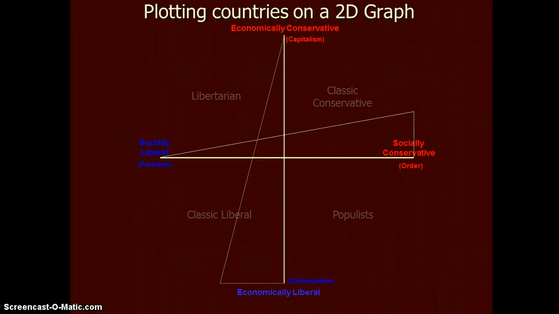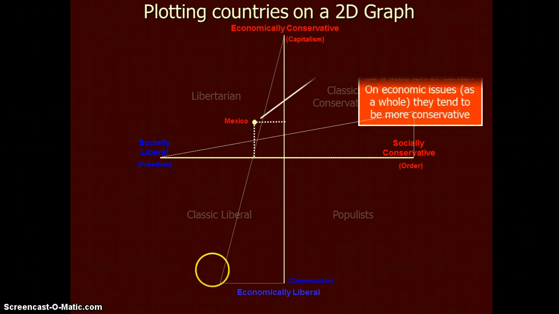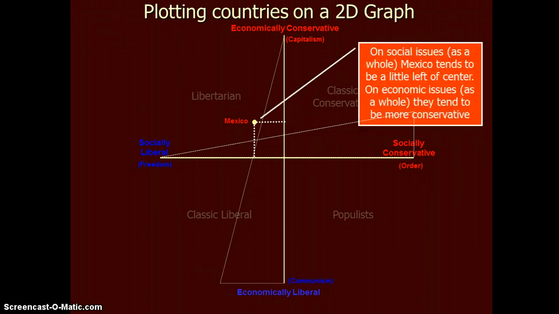So now we can also not only plot people on this, but we can plot countries. So for instance, if we take a look at a country like Mexico, one thing you might understand about Mexico is that Mexico is, as a whole, a country that is left of center on social issues. Okay, so they're more liberal on social issues, and you also notice that they're much more capitalist than some other countries that I'll be putting up, right? So they are leaning towards a libertarian type country, not much government involvement in people's lives socially or economically.